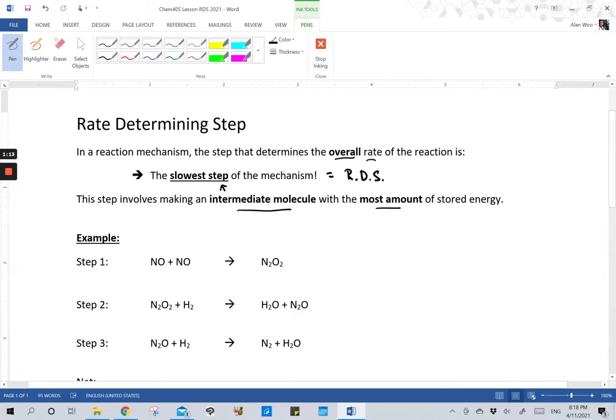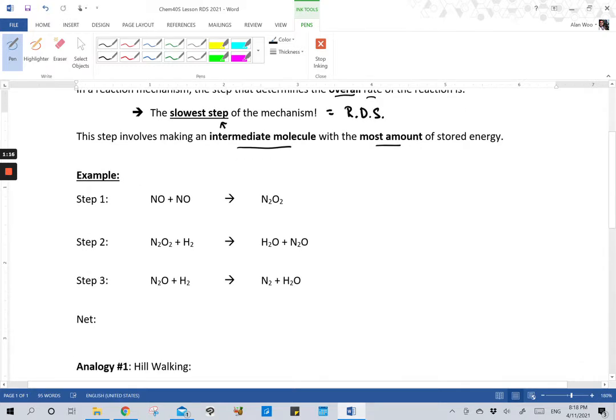So let's look at an example of a reaction mechanism. Here it's a three-step mechanism. I don't have the net reaction just yet, but since we're talking about how much energy it takes to make an intermediate molecule, let's say, for example, that in order to make N2O2, that's an intermediate, it requires something along the lines of 100 kilojoules of energy.